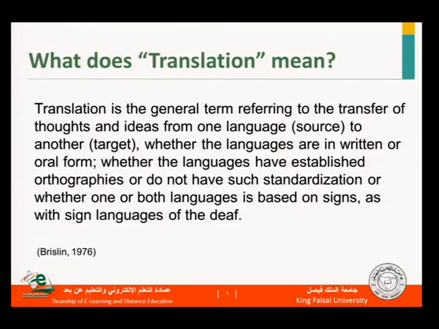هذا الجزء الأول هو عرف الترجمة. لكن الحين يبدأ بإيش؟ بالكلام whether the languages are in written or oral form. We're not just talking about written form. We're talking about also oral form. Sometimes you need to translate some oral activity. Somebody who's talking in a press conference, for example, talking about himself, about something, maybe political.